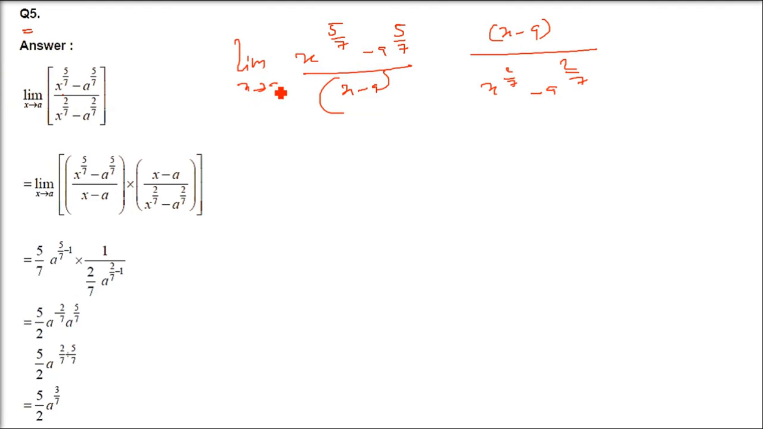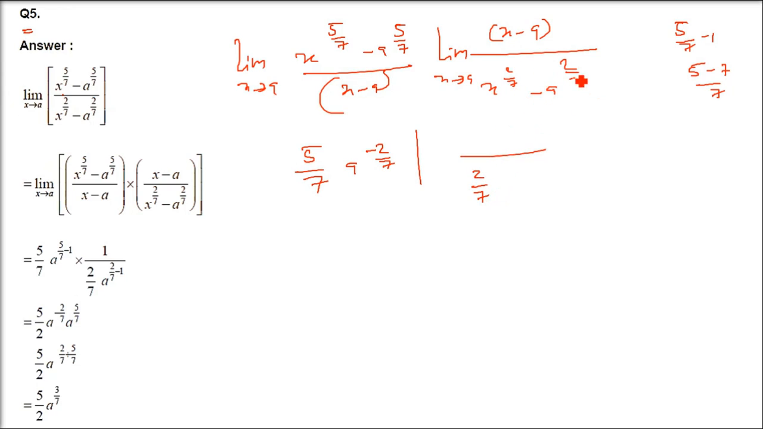So limit x tends to a. Again limit x tends to a, because these two we can handle separately. So n a to the power n minus 1, 5 by 7, a to the power 5 by 7 minus 1. So 5 by 7 minus 1 is what? That is minus 2 by 7. And here, as I said, it will be the reciprocal. The result will come in the denominator, not the numerator. So 2 by 7, a to the power 2 by 7 minus 1. So 2 by 7 minus 1, that is minus 5 by 7.